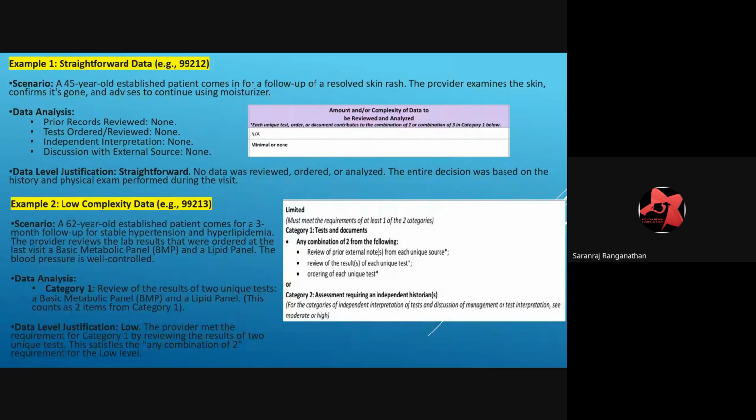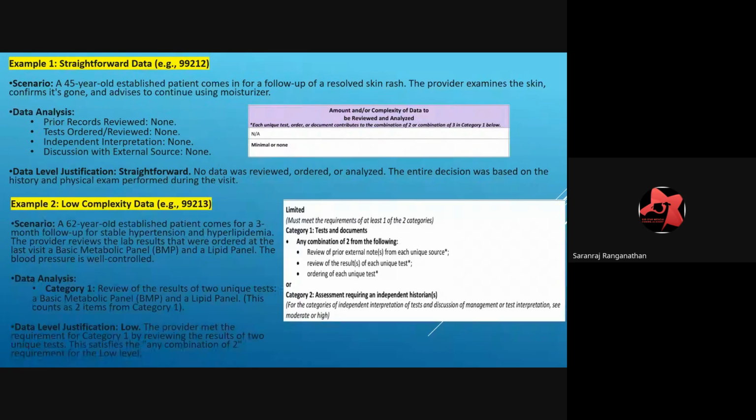The patient simply comes in, and it is just a consultation with the doctor, and the doctor is going to tell you to drink a lot of water, or take some moisturizer, or take rest. Like that, he is going to give you some suggestion, and he is not going to review any previous report, not going to order any test, not going to discuss with your referring physician. Nothing is going to be done. That is going to be the minimal or none in the data.